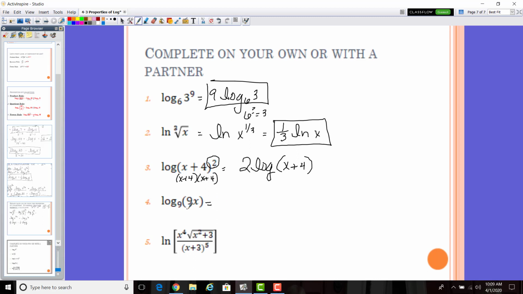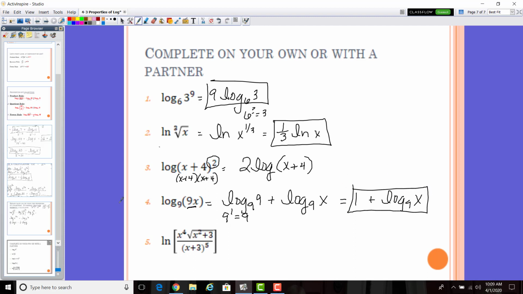This fourth one, here we have a product. So we have the common log of 9 plus the log base 9 of x. Let me read that again. Log base 9 of 9 plus, because of the product, log base 9 of x. I can simplify this log because the base 9 to the first power does equal our answer of 9, so this will become 1 plus log base 9 of x.